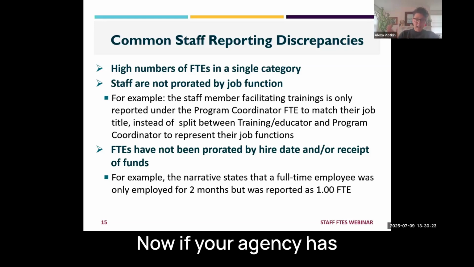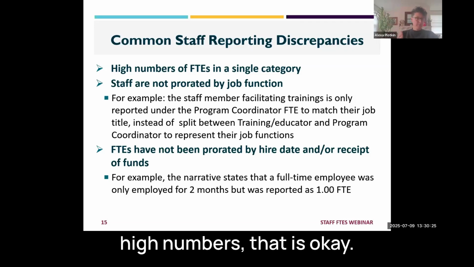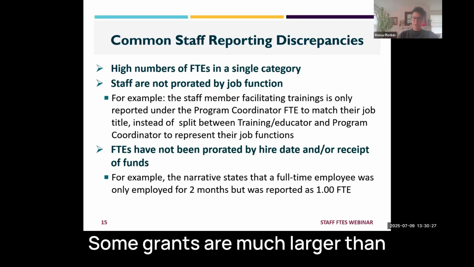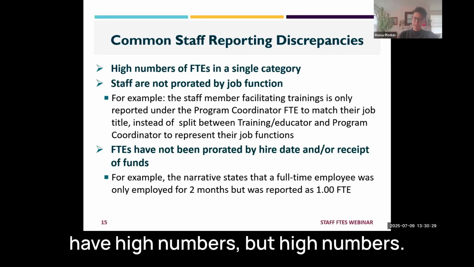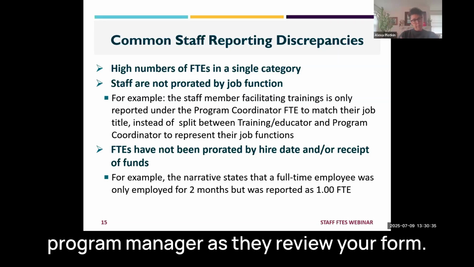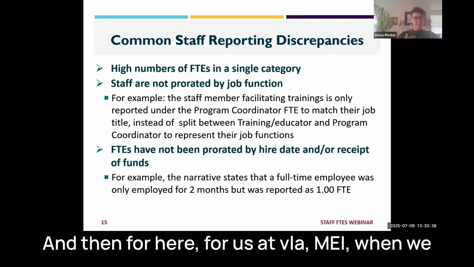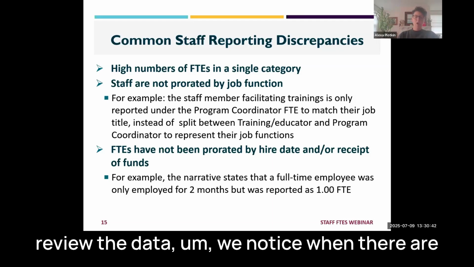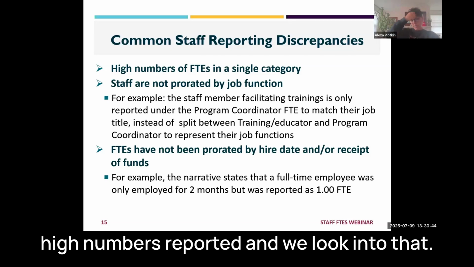Now, if your agency has high numbers, that is okay. Some grants are much larger than others, so I'm not saying you can't have high numbers, but high numbers are a discrepancy in a single category for your program manager as they review your form. And then for us at VAWA MEI, when we review the data, we notice when there are high numbers reported, and we look into that.